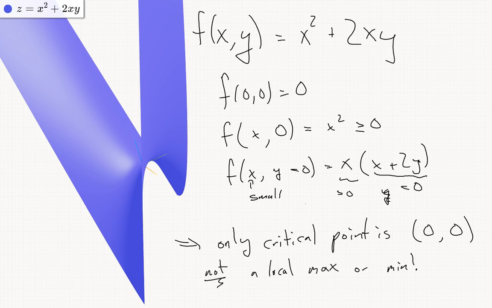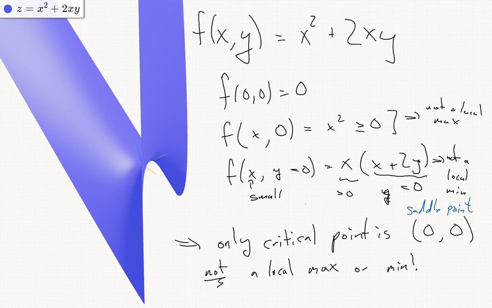less than 0. So this implies that f(0, 0) is not a local max, because there are things that are larger than it nearby the origin, and this tells us it's not a local min. So the origin is what we call a saddle point for this function.